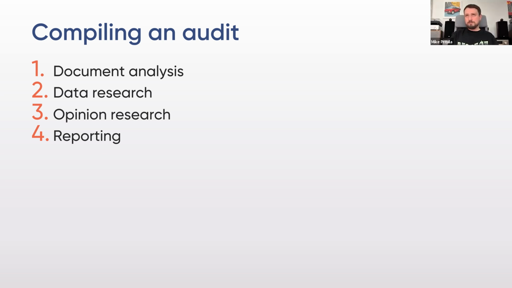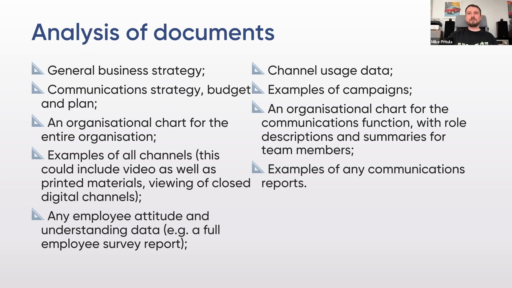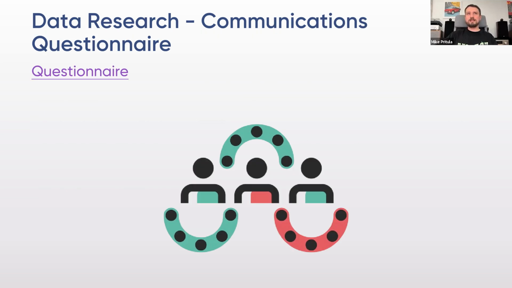Compilation of the audit. In order to put together an audit, you need to analyze the documents that exist on internal communications, maybe describe something, do some data research, such as a corporate portal, then traffic, conduct opinion research. We're going to talk about that now and prepare a report. So, document analysis. Here's an example of the kinds of documents that are worth analyzing to understand how internal communications work, good or bad, whether or not they're related to business strategy and so on.